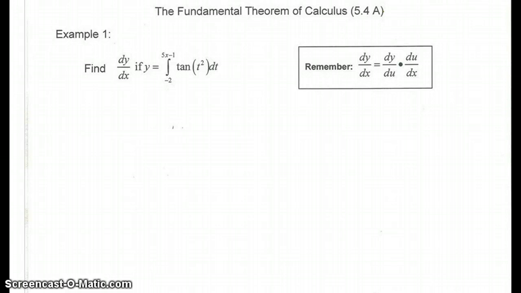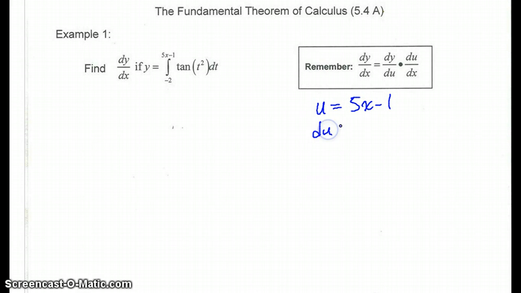Our first example of the day is given. dy dx is what we're looking for. As we look at this problem, please remember that dy dx is equal to dy over du times du dx. And the reason for this is we want to use u substitution, u being equal to 5x minus 1.